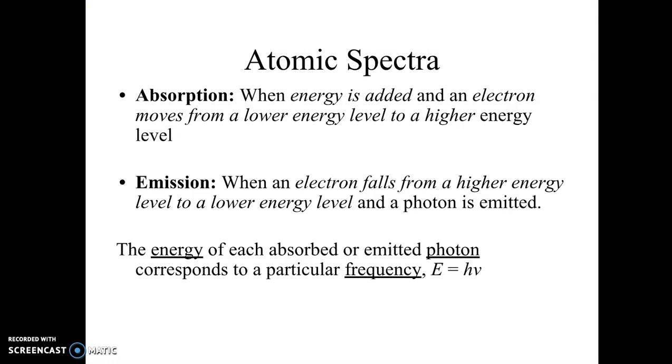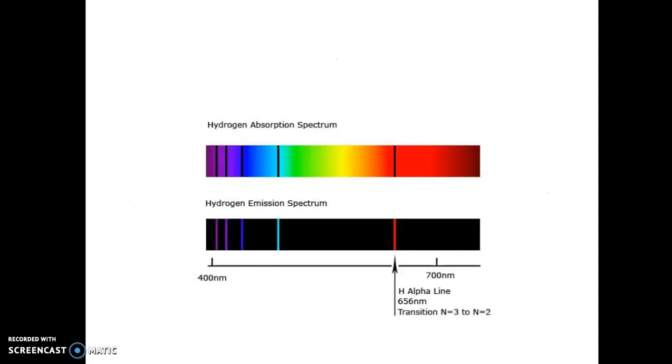Okay. The energy of each absorbed or emitted photon corresponds to a particular frequency. And here we have Planck's equation again. Energy is equal to Planck's constant, that's 6.63 times 10 to the negative 34th, times its frequency. All right. I think this is really cool.